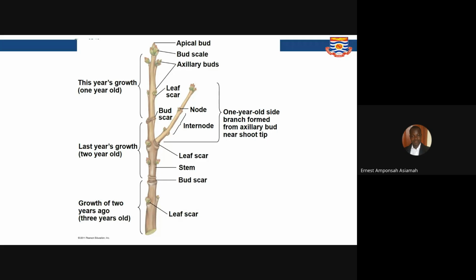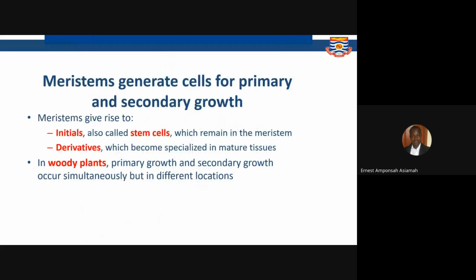The plant tissues is not plenty, unlike the other cells. So I will pause here, and if there is any question, you can ask the question.